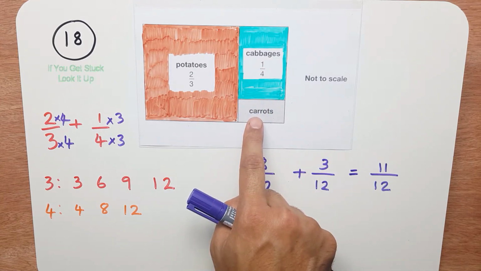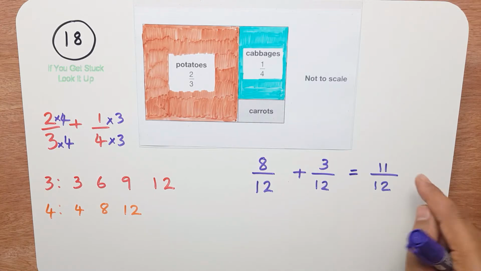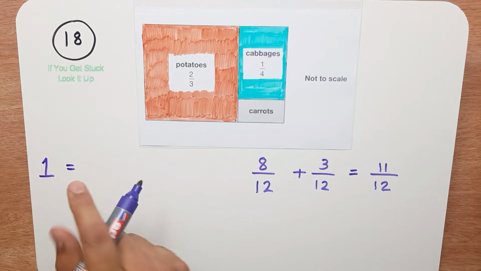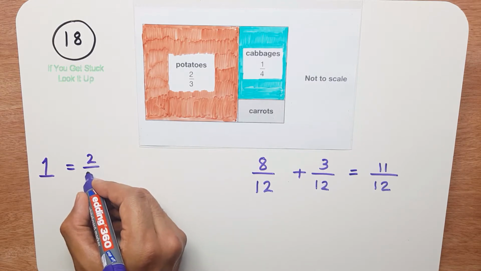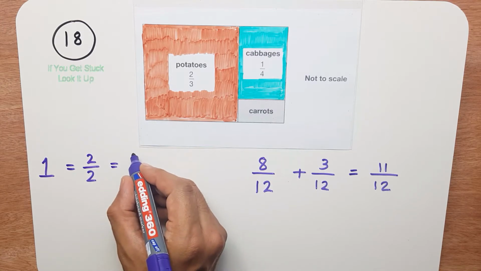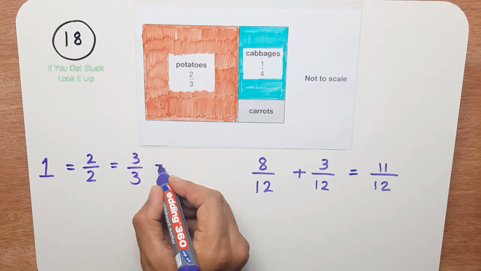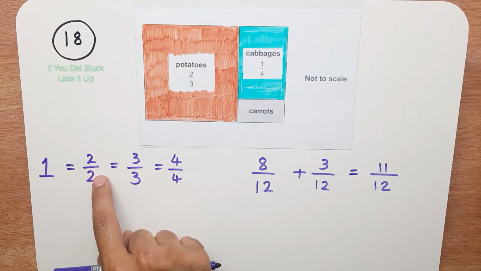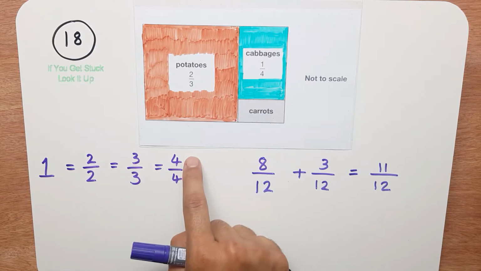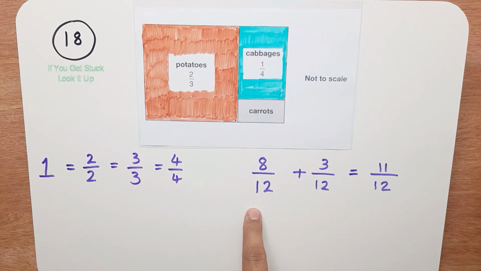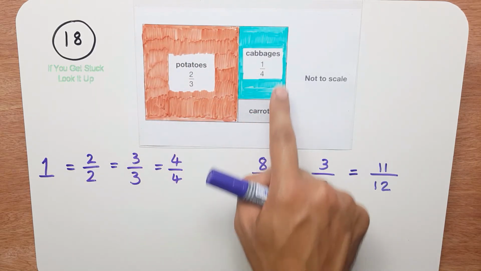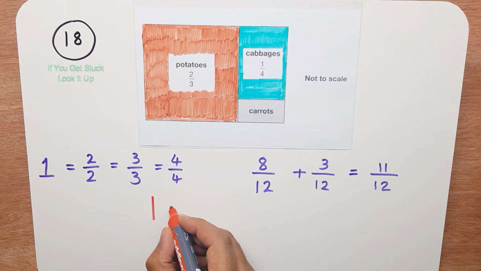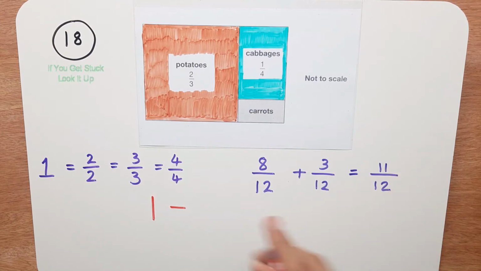Now I need to know what fraction is there. Now look at this carefully. Whenever you have 1, you know you can turn that into a fraction by doing 2 halves or 3/3 or 4/4. And what do you notice? That both the numerator and the denominator are the same. So what I can do is this full garden, I can take away this. So I can do 1 take away 11 twelfths.